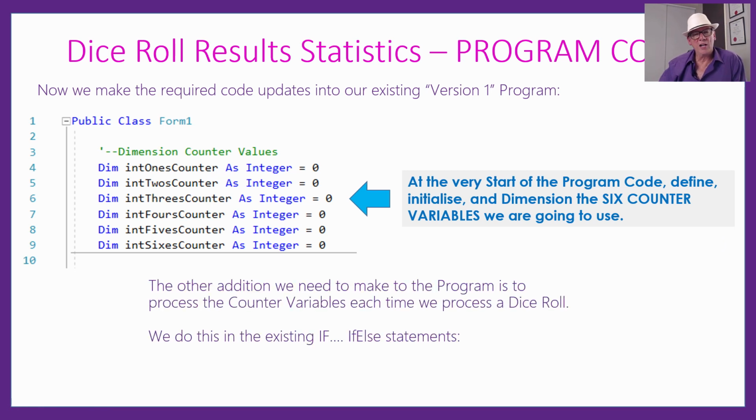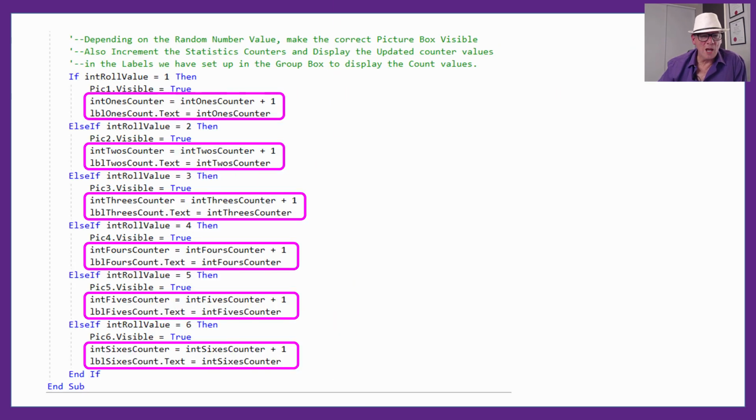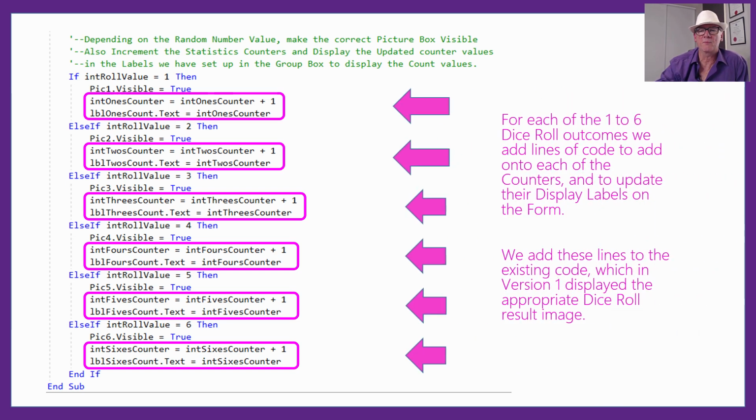Now the other change we need to make to the program, now that we've got these counters set up, is we just go to the existing if-else statements that we're deciding which picture dice to show. And we just add some extra code in that's going to process the counting and also move that program variable that's hidden away in memory out into those little 3D box labels we made on the form so we can actually see what the counter's up to.